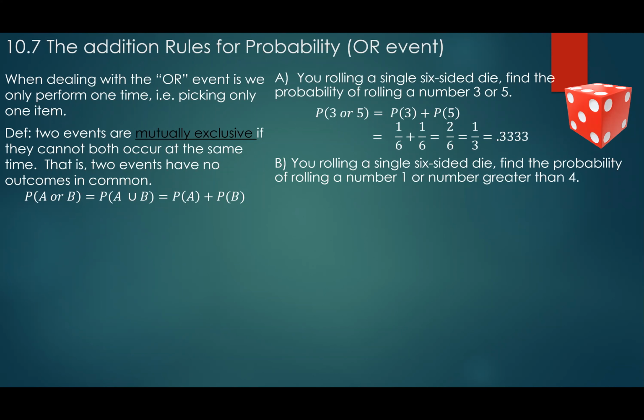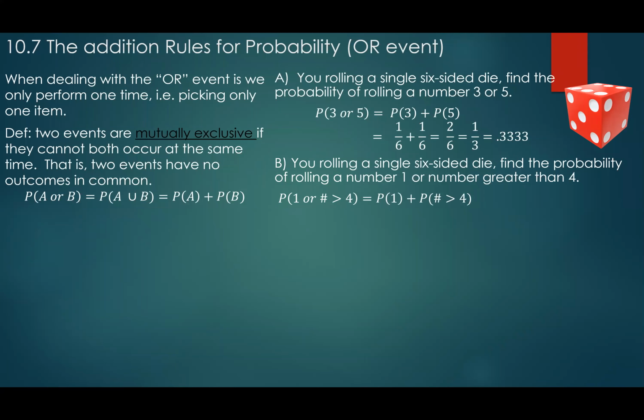Okay, so same thing, right? Looking at this, you roll a single 6-sided dice. Find the probability of you rolling a number 1 or a number greater than 4. So looking at this, can these two criteria happen at the same time? Can I roll the dice and the dice land on number 1? Or if it does not land on number 1, can it land on a number greater than 4? Remember, what is the number greater than 4? Well, the numbers greater than 4 are the number 5 and number 6.